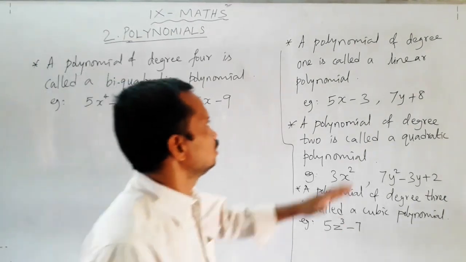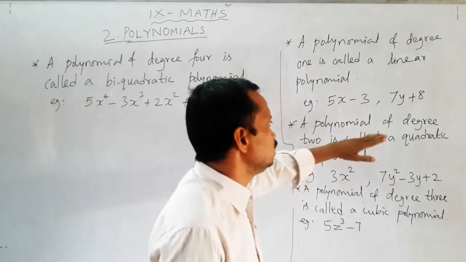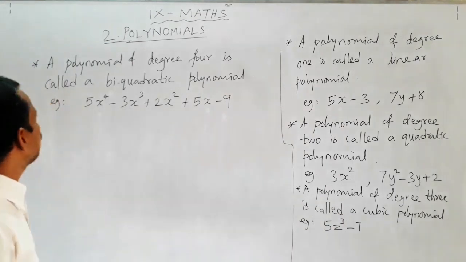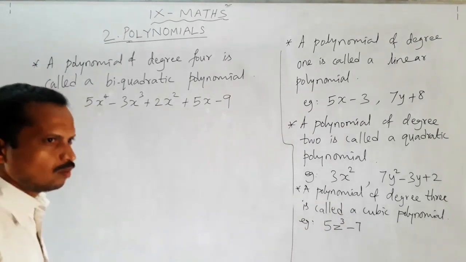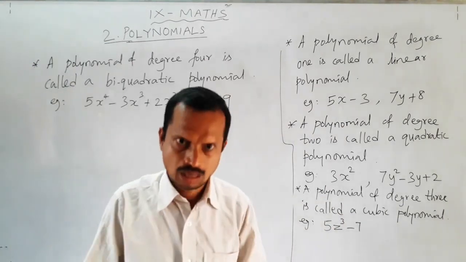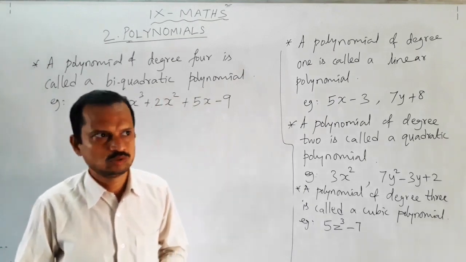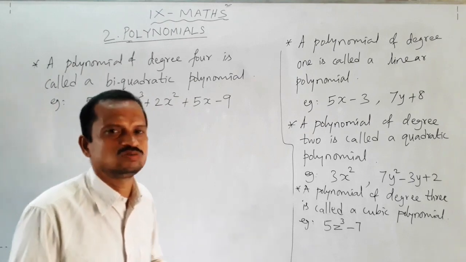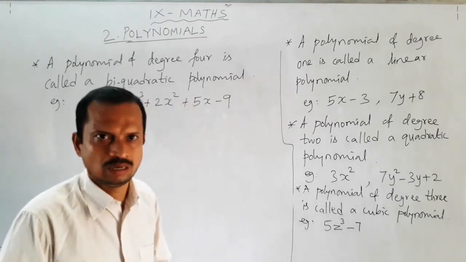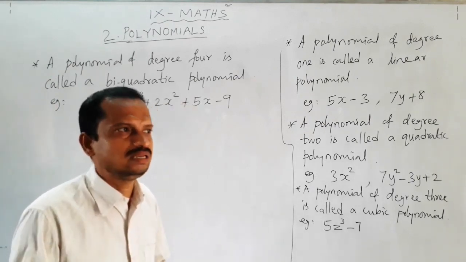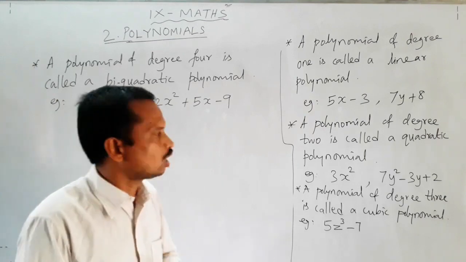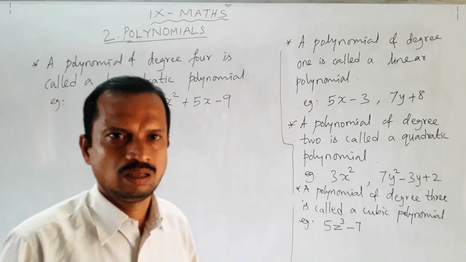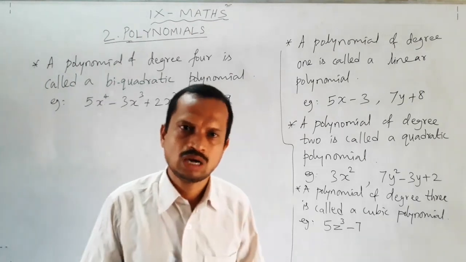This is based on degree. We name 1 degree as linear, 2 degree as quadratic, 3 degree as cubic, and 4 degree as biquadratic. More than that, you have to say the number. Suppose the highest power is 5, then the degree of the polynomial is 5. So 5 degree polynomial, 6 degree polynomial, 7 degree polynomial, like that you proceed. Up to 4, a specific name is there; more than that you say the number. Depending on the degree, you have to name it.